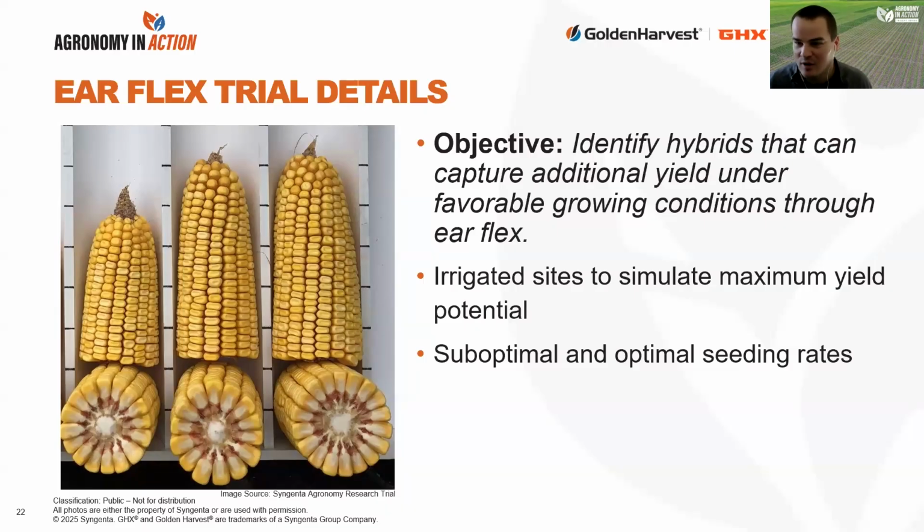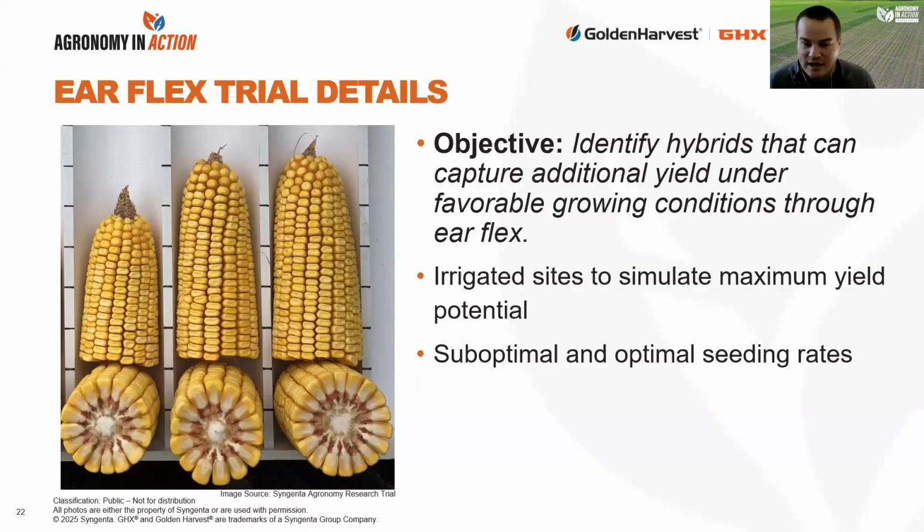So in this particular trial, we're trying to identify hybrids that can capture additional yield potential under favorable growing conditions through ear flex. The way we did that is, to create favorable growing conditions, we selected irrigated sites, and then we also planted them at an optimal seeding rate and then a suboptimal seeding rate. And that suboptimal seeding rate under irrigation was our favorable growing conditions. So the plants have a lot of room. It just simulates a good environment and shows what kind of yield potential can be added through ear flex between these hybrids.